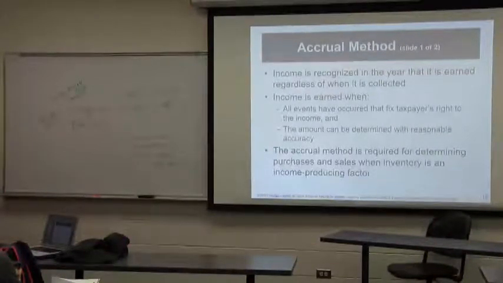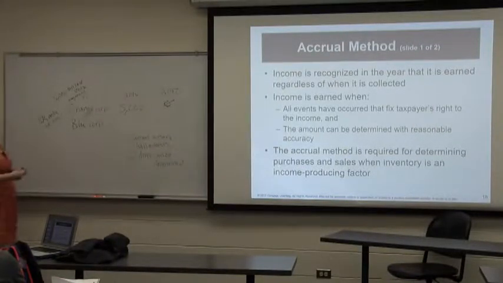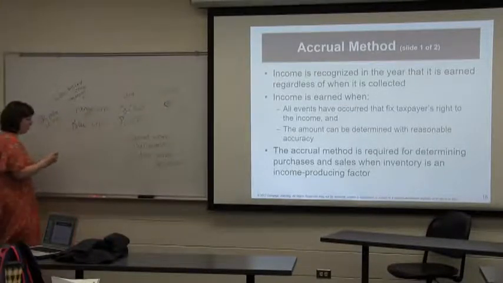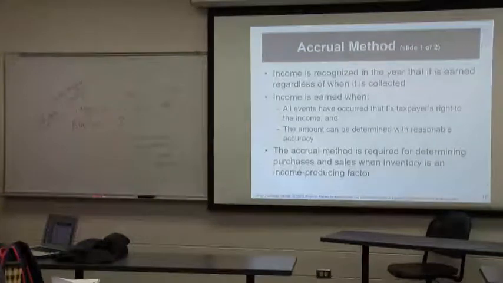What about for Blue Corp? Would she recognize all of it in 16 or all of it in 17? Again, all of it's going to happen in 16, which is when she actually earns the income. It doesn't matter that she didn't actually get paid until 17. Doesn't matter.